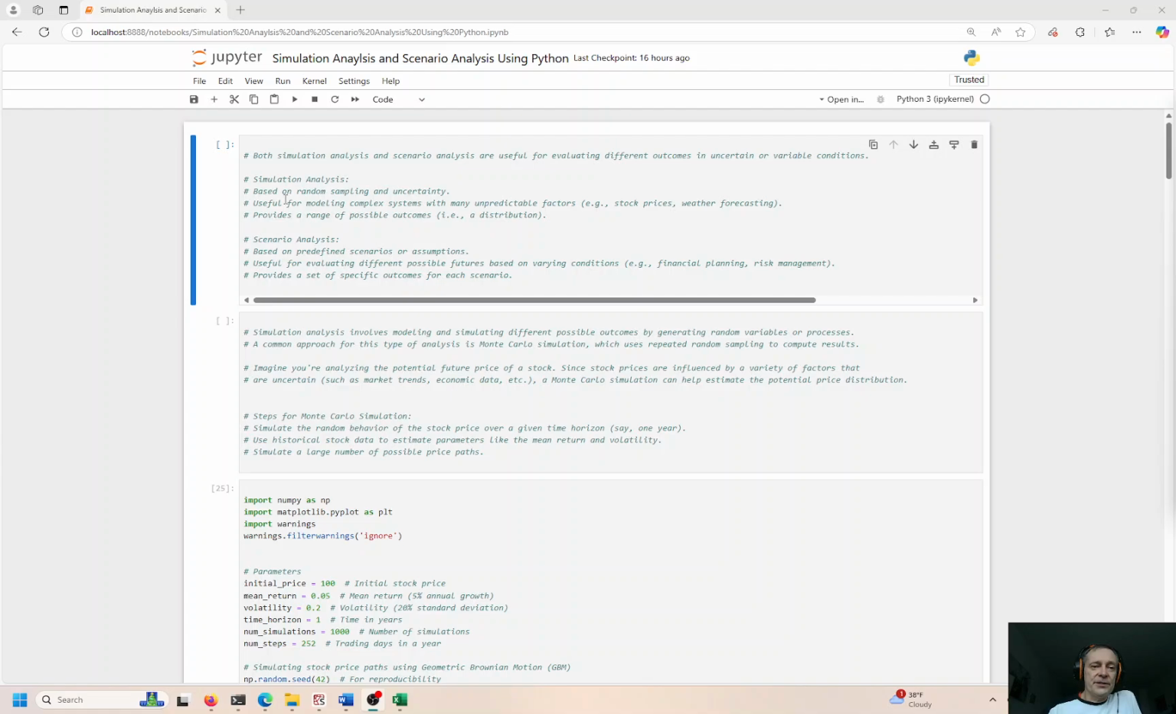Okay, so simulation analysis, what is this? It's based on random sampling and uncertainty, and it's used for modeling complex systems and unpredictable factors. Certainly stock prices are driven by stochastic probabilities, right? Very random, somewhat based in reality.